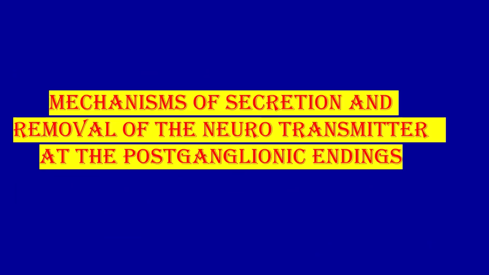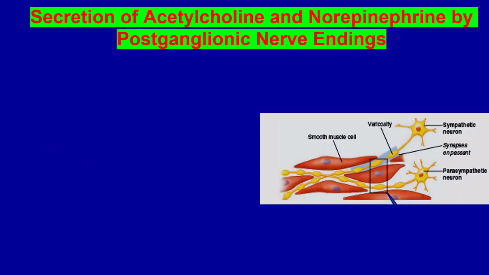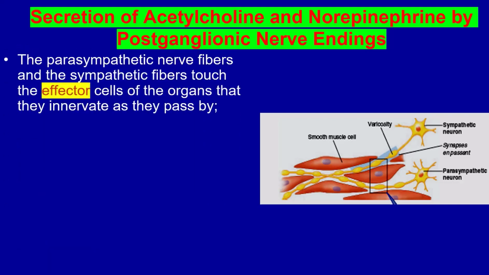Mechanism of secretion and removal of the neurotransmitter at the postganglionic ends. When these neurotransmitters are released and perform their action, how are they then removed from the postganglionic nerve terminals? First, how does secretion of acetylcholine and norepinephrine by the postganglionic nerve ending occur? The parasympathetic and sympathetic nerve fibers touch the effector cells of the organ that they innervate as they pass by.